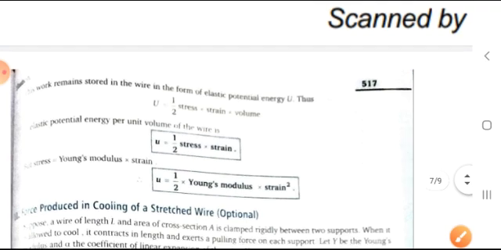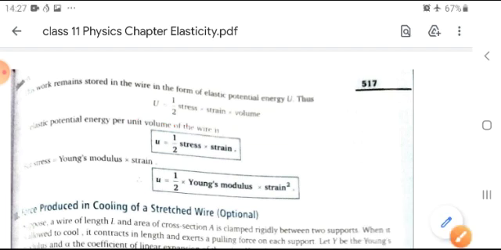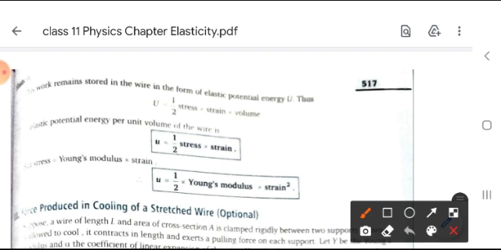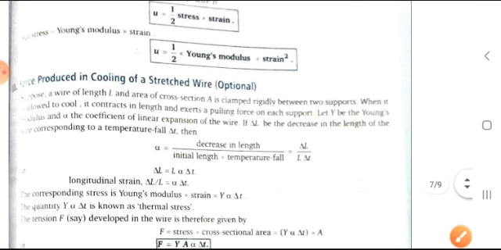So actually this work done is in the form of energy. So we write here U is equal to 1 by 2 stress into strain into volume. For elastic potential energy per unit volume, we take volume as 1 meter cube, then U becomes 1 by 2 stress into strain, because stress is equal to Young modulus into strain. So we also write it in this manner: 1 by 2 Young modulus into strain square. This is the elastic potential energy formula.